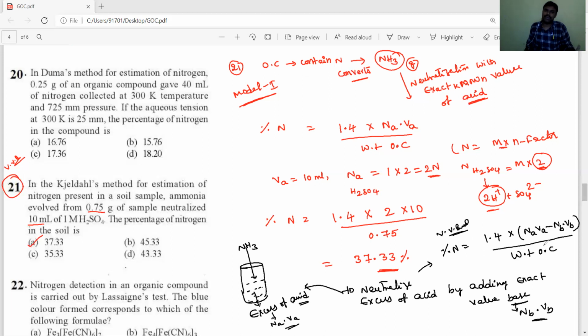Okay, this is about the Kjeldahl method for the estimation of the percentage of nitrogen in given organic compounds and related problems. Okay, students, this is about quantitative analysis.